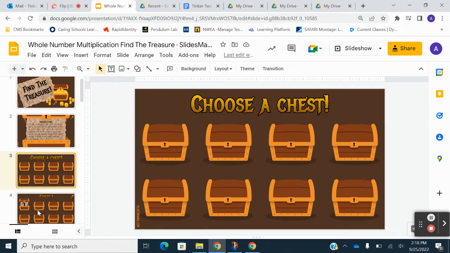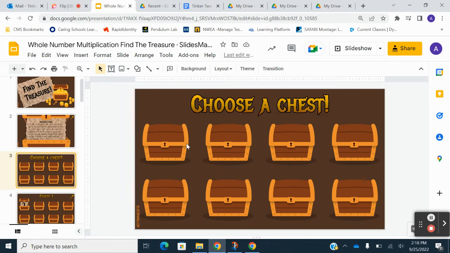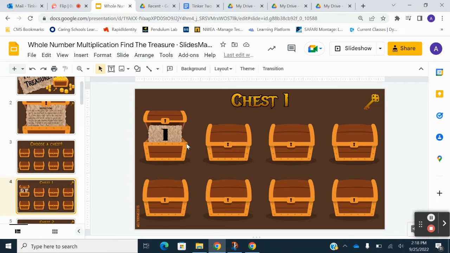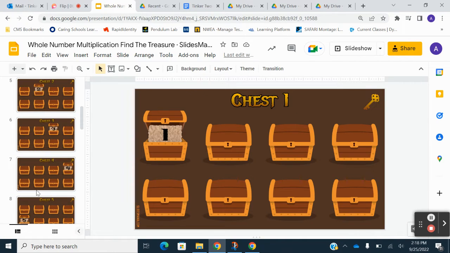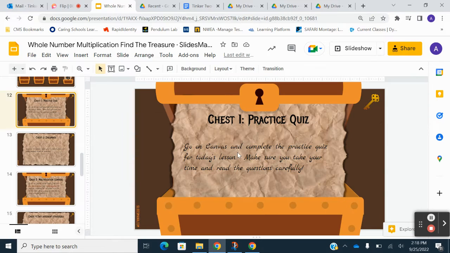And then they click on the chest and it takes them to the next slide, which is the one that has the number for each of the chests on it. And there are 8 of those, so there's different slides. So my first chest that I have them doing is their required one, so it's the practice quiz on Canvas for the lesson that I taught that day.